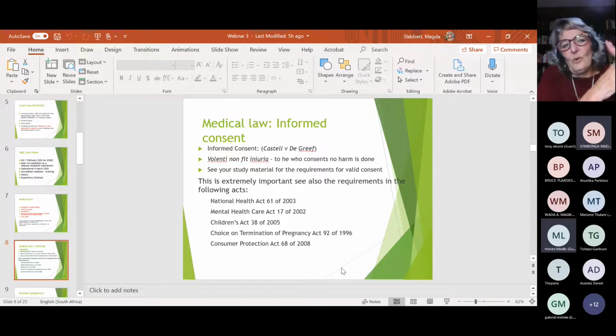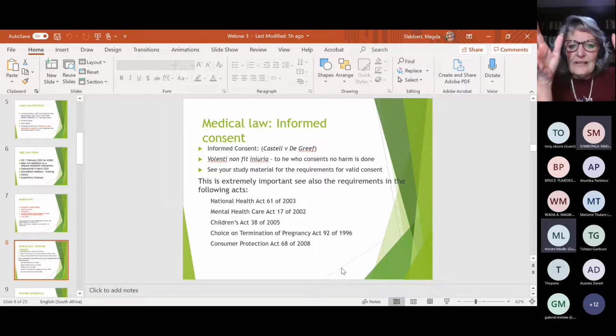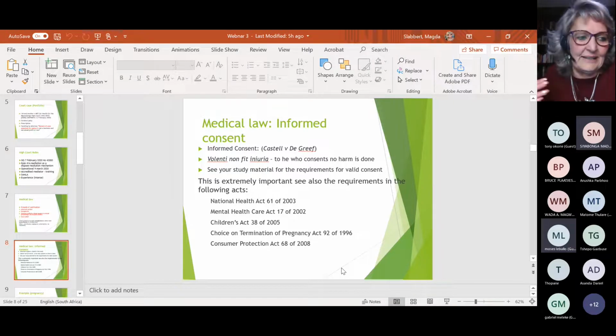The best case, or the locus classicus, so if ever you have to do a case on informed consent, then you refer back to Castell versus De Greef. And I'm just throwing this out, think about it. I'm not saying I'm right. I'm not saying I'm wrong. I just want you to think.